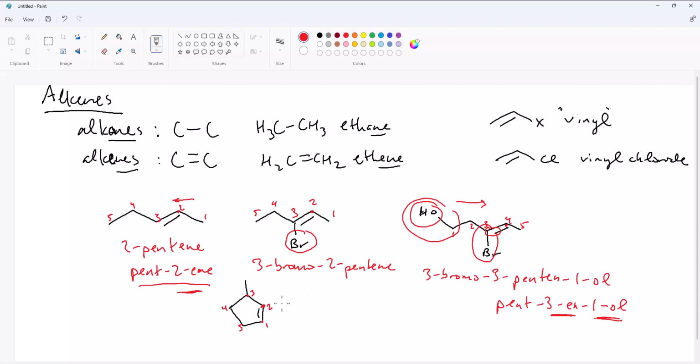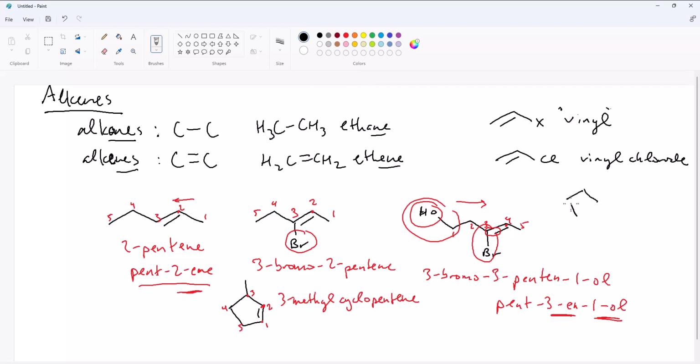And the way we would name this is 3-methylcyclopentene. You could put a 1 here to denote that the alkene falls at the 1 position, but in general, if it falls at the 1 position, you don't need to put a number on it. I'm going to draw one more example. I'll do it over here.